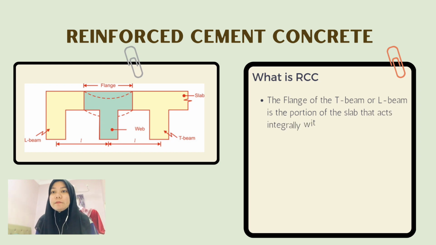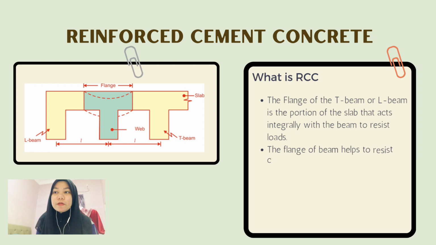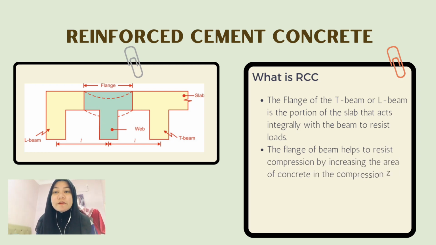The flange of T-beam and L-beam is the portion of slab that acts integrally with the beam to resist load. The flange of beam helps to resist compression by increasing the area of concrete in the compression zone. As a result, moment of resistance of the beam section is increased. If the flange is in the tension zone, the concrete area of the flange is cracked and the beam is treated as a regular beam.